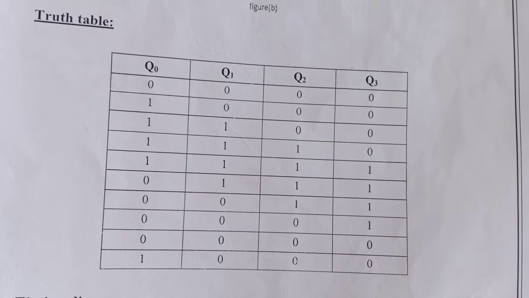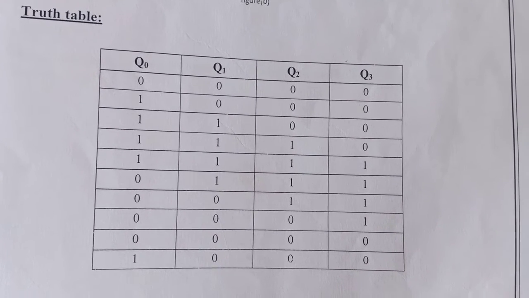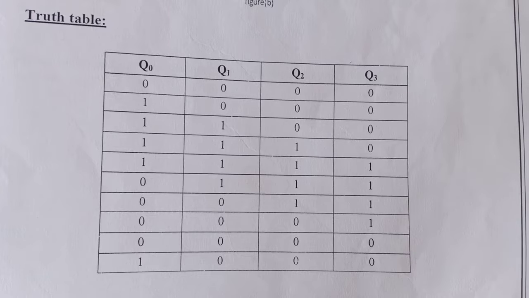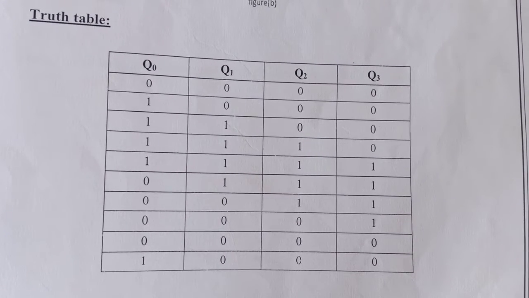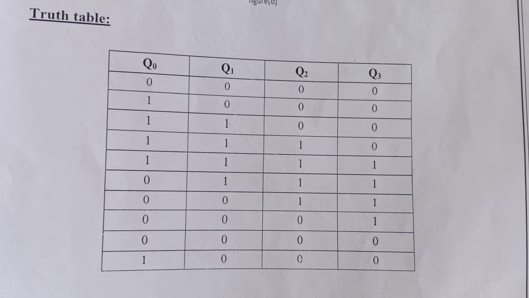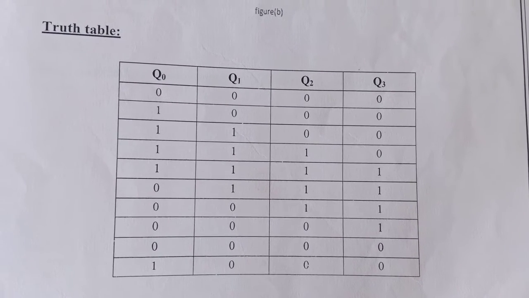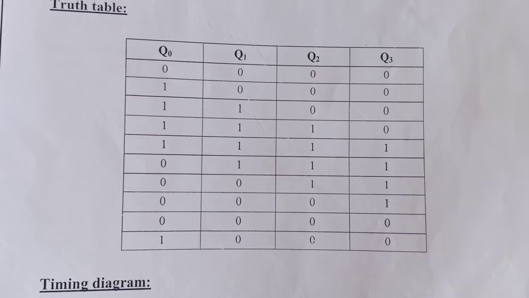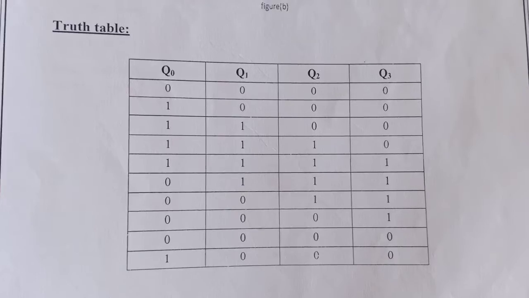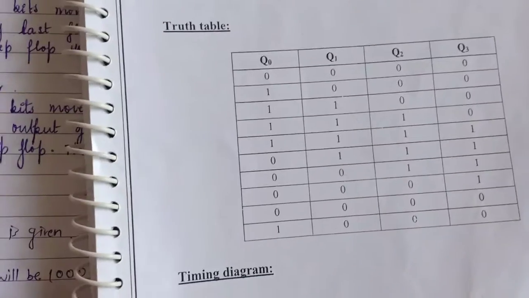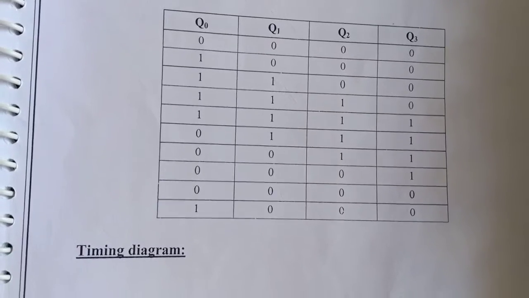This is the truth table for the Johnson's counter for 4 flip-flops. At the beginning, all flip-flops are cleared. So the initial state of the Johnson's counter is 0, 0, 0, 0. If the initial input is 0, 0, 0, 0, the next trigger will make the output 1, 0, 0, 0.